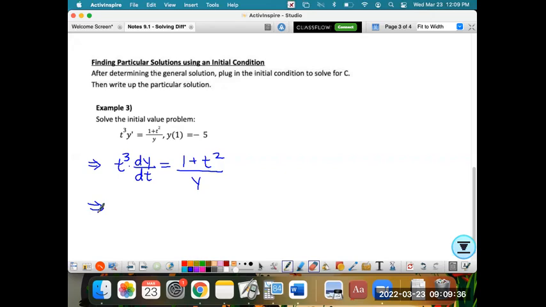So moving that, I'd multiply that y right here to the left side. And then I'll multiply the dt to the right side, divide the t cubed. And now all of our variables are separated. We can go ahead and integrate.